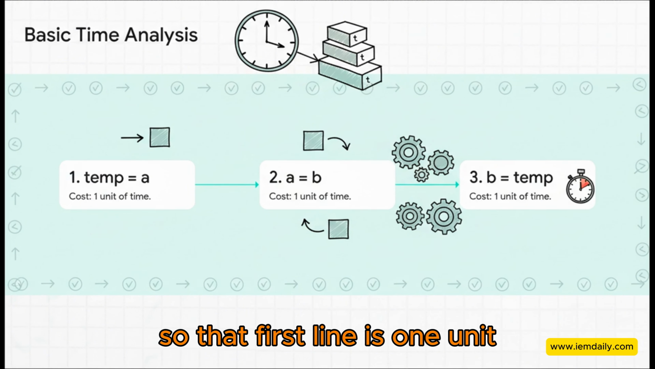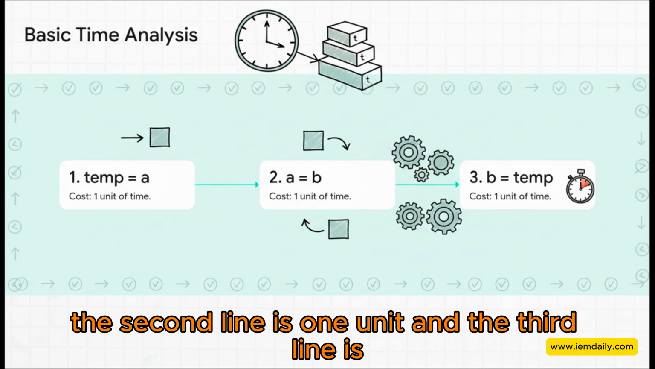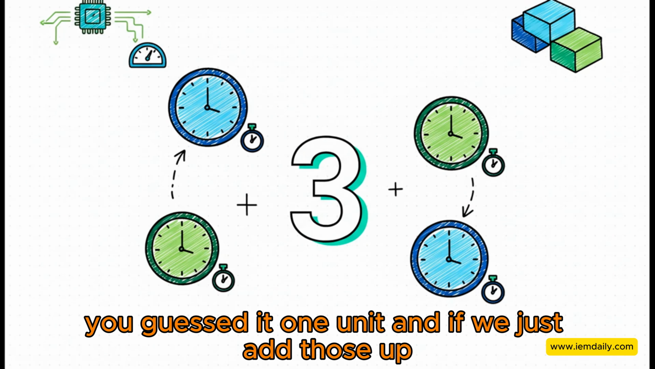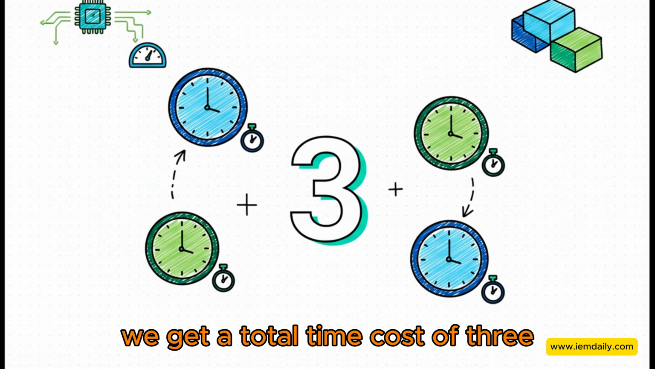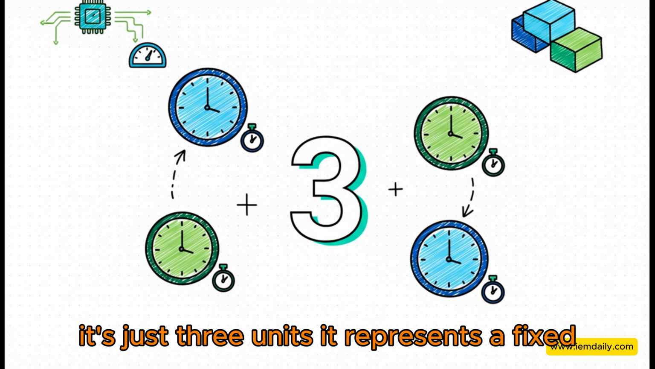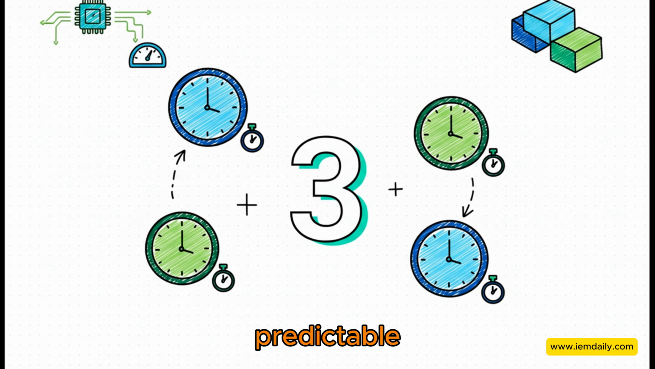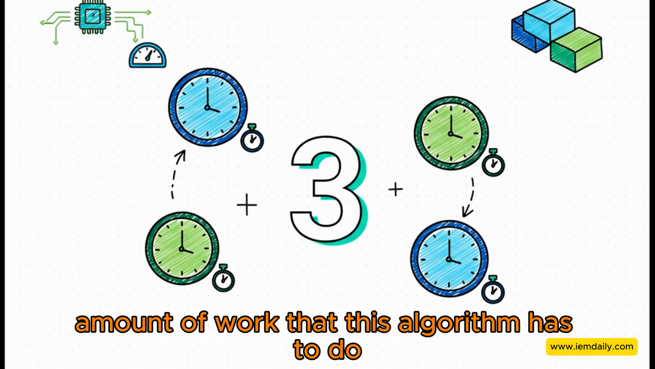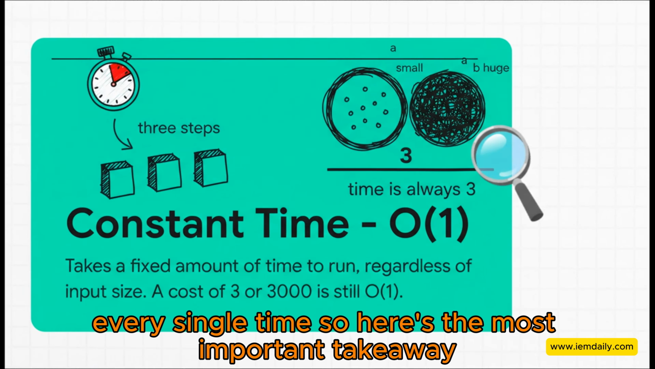So that first line is 1 unit, the second line is 1 unit, and the third line is, you guessed it, 1 unit. And if we just add those up, we get a total time cost of 3. Simple as that. Now, this isn't 3 seconds or 3 minutes. It's just 3 units. It represents a fixed, predictable amount of work that this algorithm has to do every single time. So here's the most important takeaway.